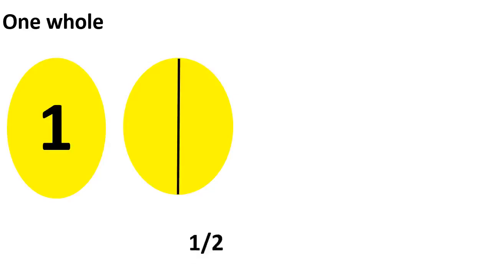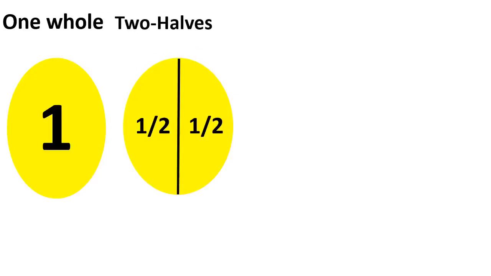Okay, now we are going to see different fractions with different shapes. Here we have one whole circle which is not divided into any part. So it represents 1, which is one whole. Second one, we have a circle that is divided into 2 equal parts, 1 half and 1 half. This shape represents 2 halves.